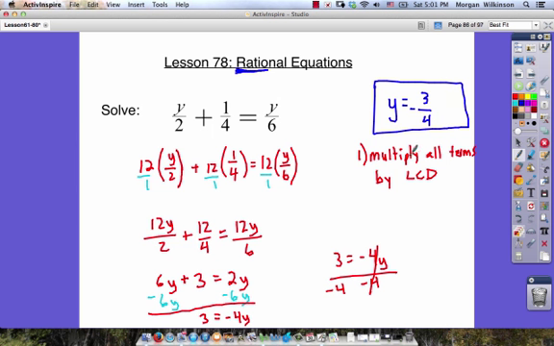The key here: multiply all terms by the LCD, the least common denominator. And if you wanted to write out step 2, it would be solve the equation. Let's look at a couple more like this so we can practice.